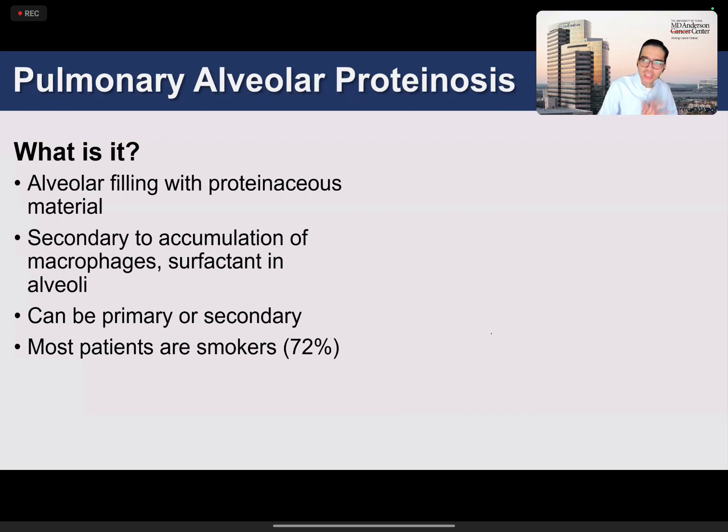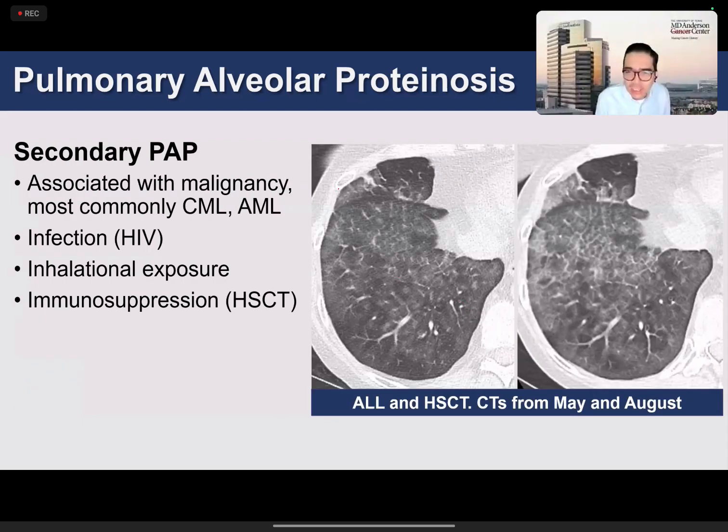Okay, so the smoking-related lung diseases, RB and DIP, pulmonary alveolar proteinosis. This is an alveolar filling with proteinaceous material, secondary to accumulation of macrophages and surfactant in alveoli, and it can be primary or secondary, and most patients are smokers. What it looks like here is ground glass opacity and superimposed interlobular and intralobular septal thickening. This was a patient who had ALL and a stem cell transplant.